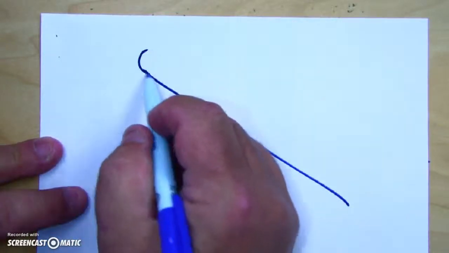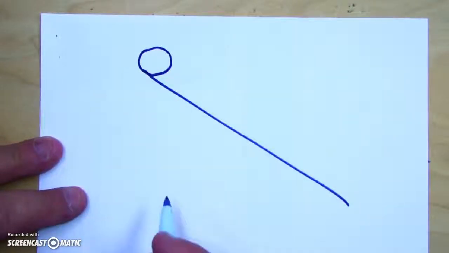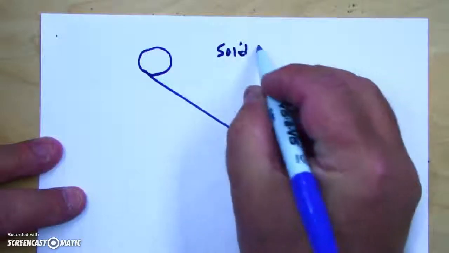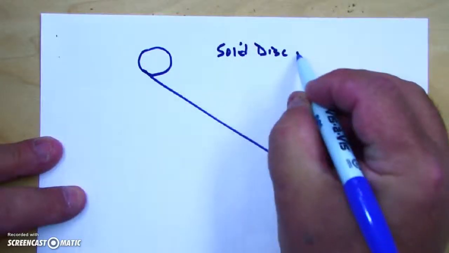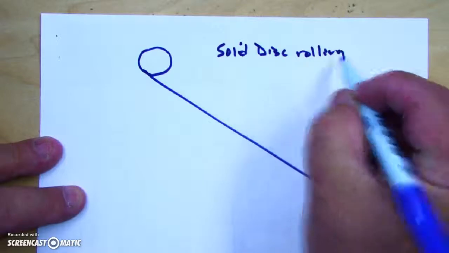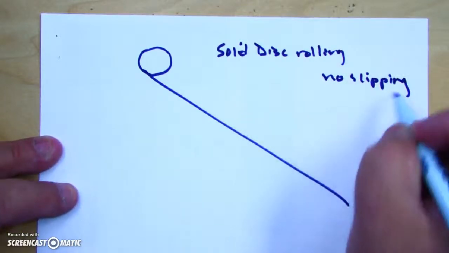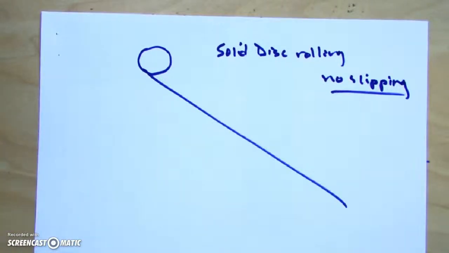Let's take a ball rolling down a ramp. Common type of thing that we might have. The ball is up here. Let's make it a solid disc. A solid disc rolling. Key thing is there's going to be no slipping. And that's a common thing. It's almost like the frictionless type thing that they're going to give you.